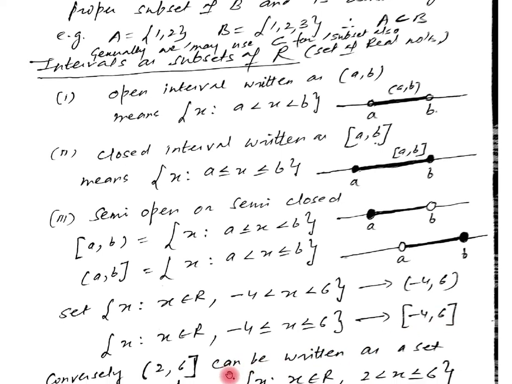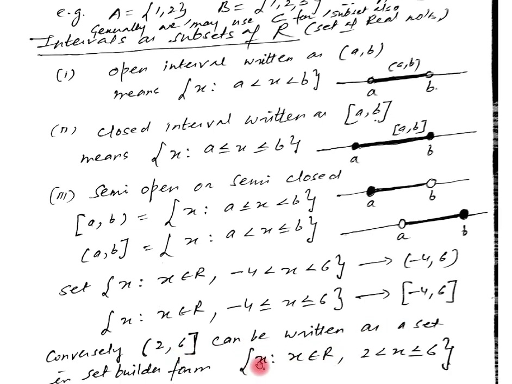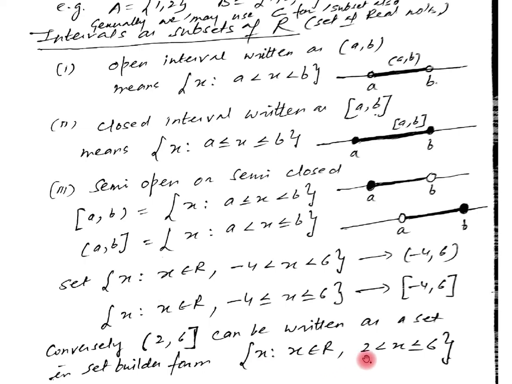Now conversely, the interval (2, 6] can be written in set builder form as x, where x belongs to R and x lies between 2 and 6, open on this side and closed on this side. So it can be written as 2 less than x less than or equal to 6. This is a semi-open or semi-closed interval written in set builder form. See it again: the open interval is written with round brackets (a, b), the closed interval with square brackets [a, b], and the semi-open or semi-closed interval is closed from one side and open from the other side.